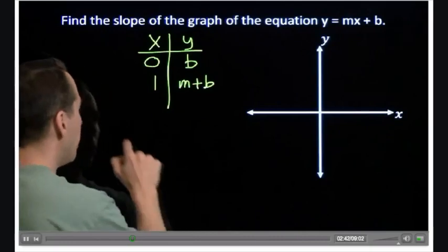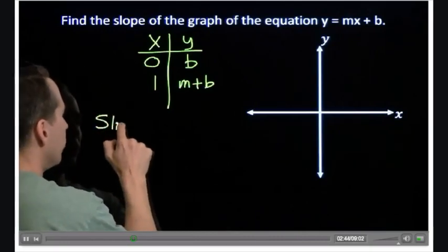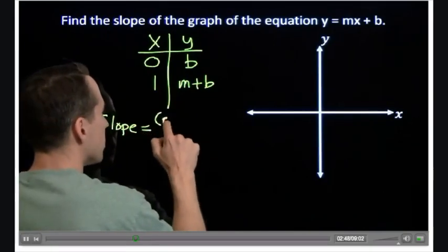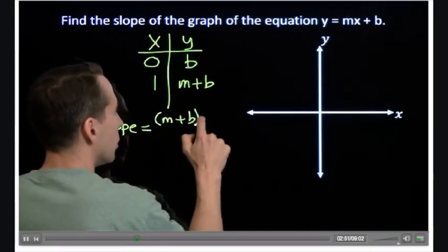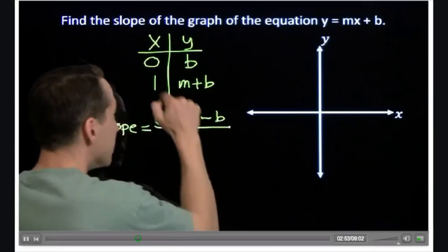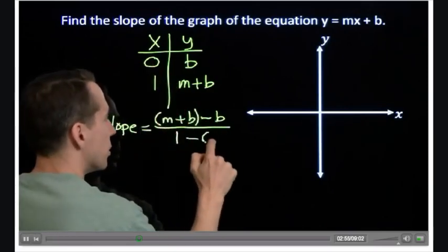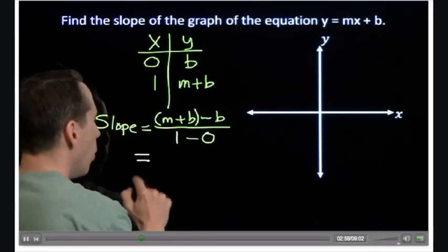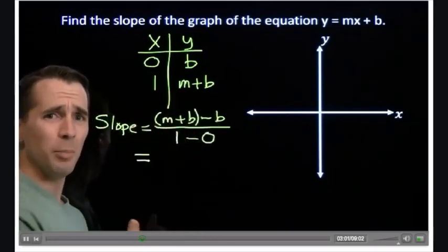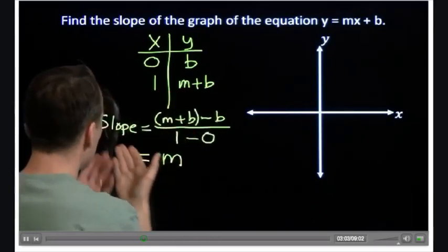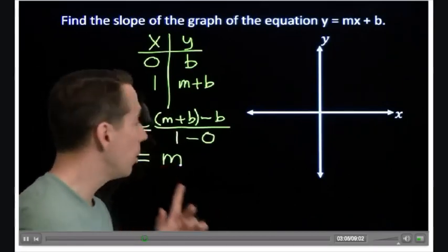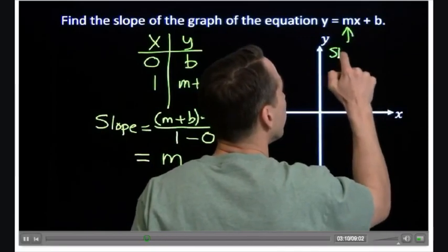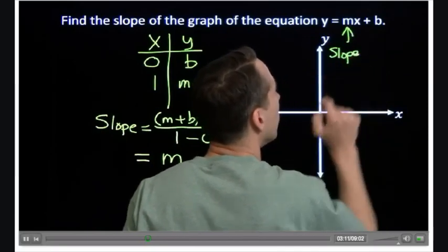And now I can find the slope of the line between these 2 points. Take the difference in the y coordinates divided by the difference in the x coordinates. M plus b minus b. That just leaves m. 1 minus 0 is 1. M divided by 1. Sure enough, the slope always comes out to be m. How awesome is that? This is always the slope.